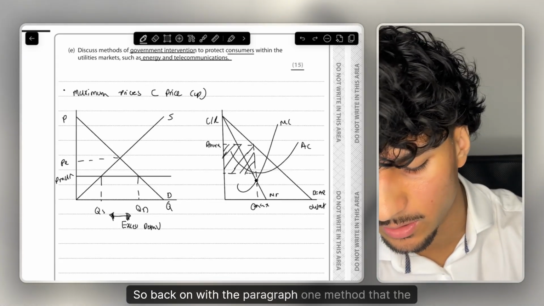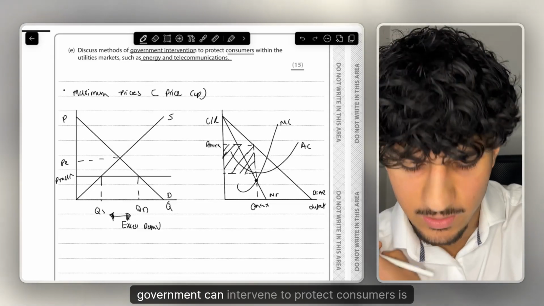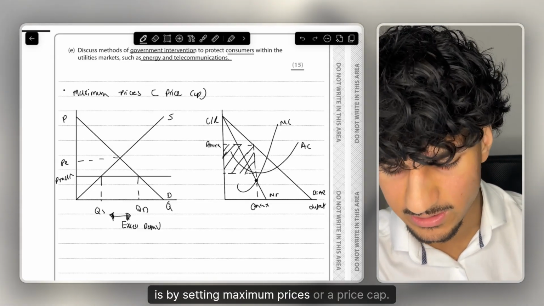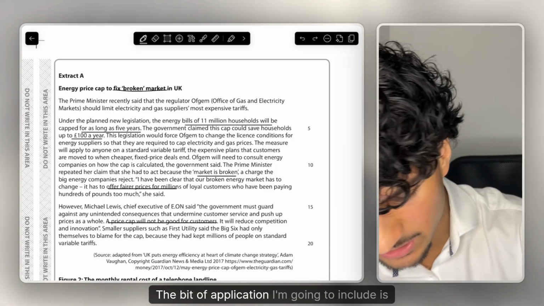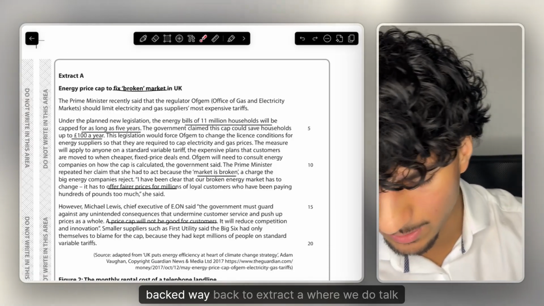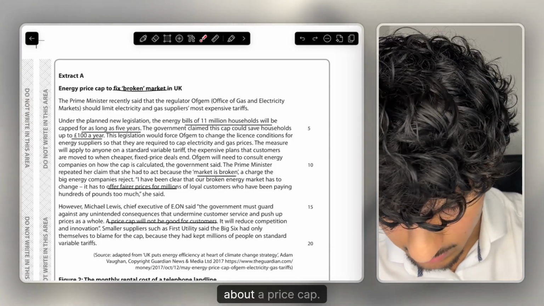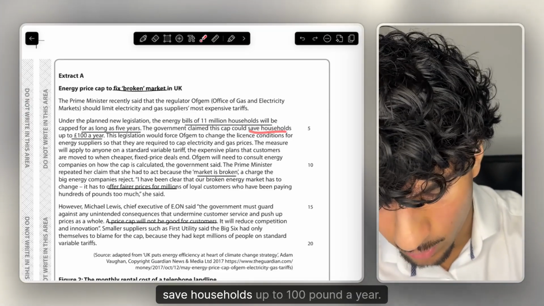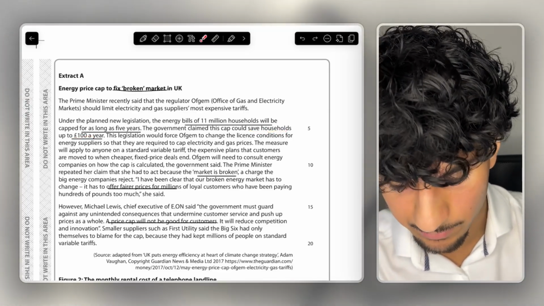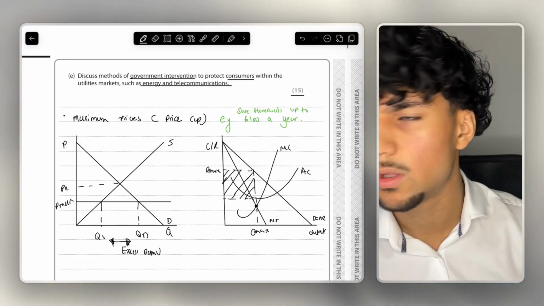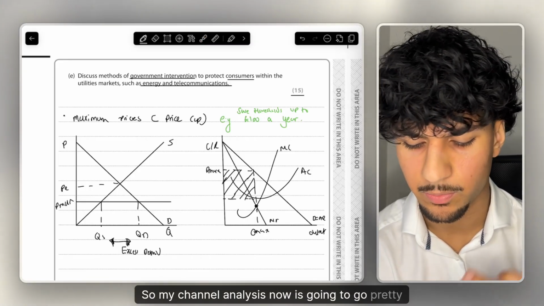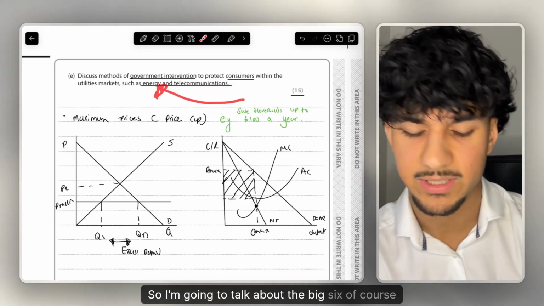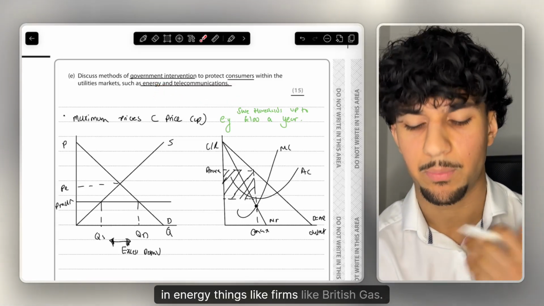So back on with the paragraph. One method that the government can intervene to protect consumers is by setting maximum prices or a price cap. And the bit of application I'm going to include is way back to extract A, where we do talk about a price cap. Now, the government claimed that this price cap could save households up to £100 a year, and that is a bit of application I am going to use. So my chain of analysis now is going to go pretty much, I'm going to focus this paragraph on the energy market. So I'm going to talk about the big six, of course, in energy, firms like British Gas.